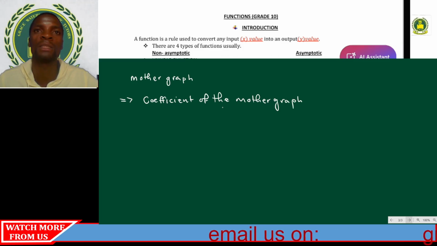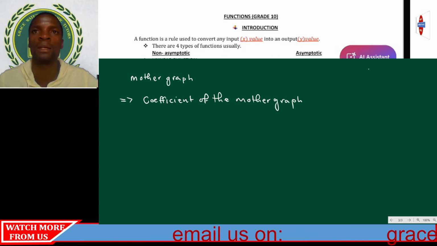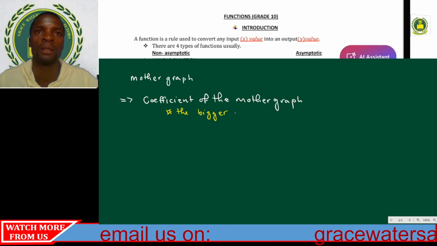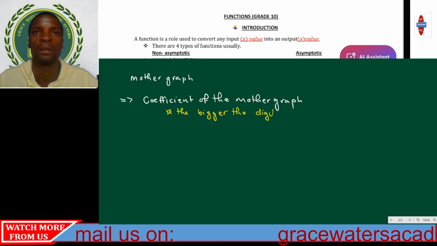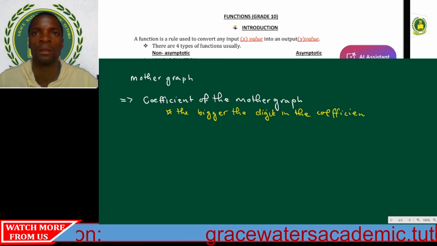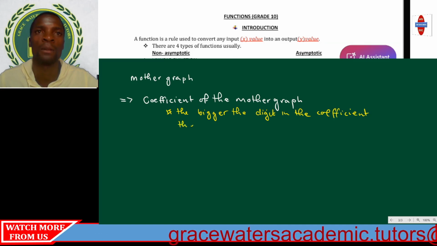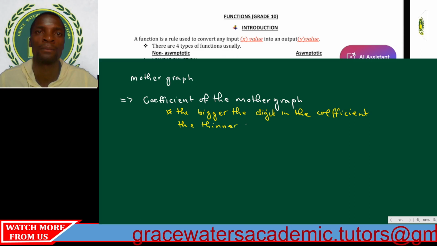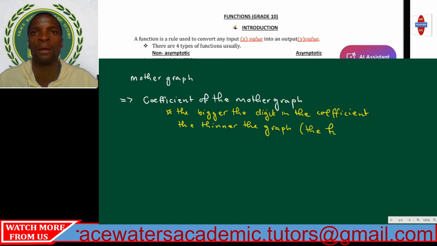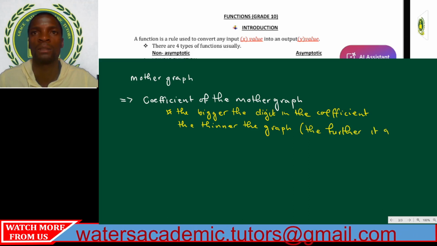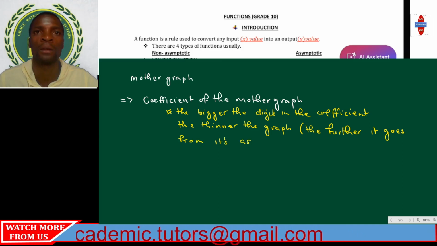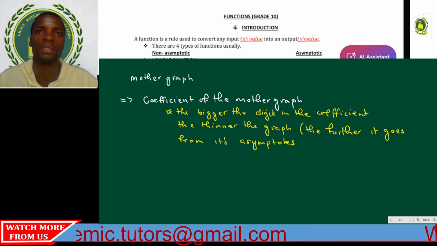So the effect of the coefficient is that the bigger the coefficient here, or the bigger the digit in the coefficient, the thinner the graph, or the further it goes from its asymptotes, okay? So that's the rule of the coefficient.